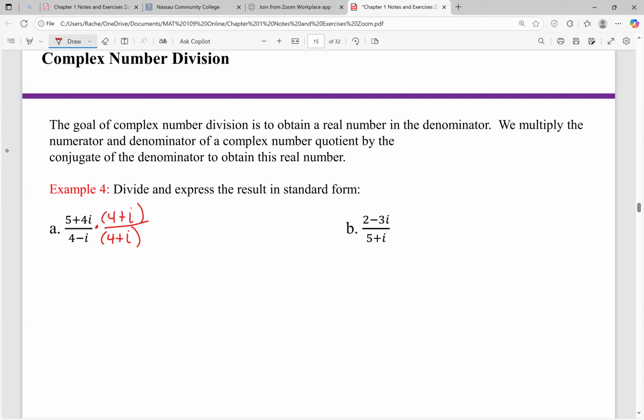Now look what's going to happen. We're going to end up with a real number in the denominator, right? Because we're multiplying conjugates. So let's multiply out. In the numerator, I'm going to have 5 plus 4i times 4 plus i. And then in the denominator, I'm going to have 4 minus i times 4 plus i.